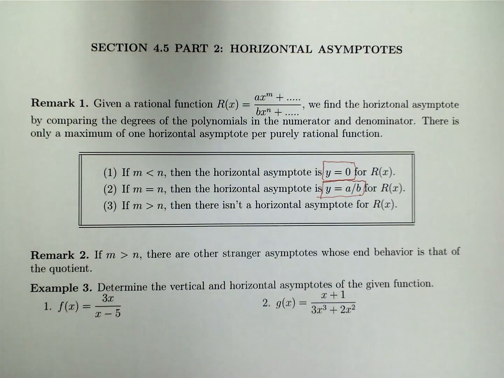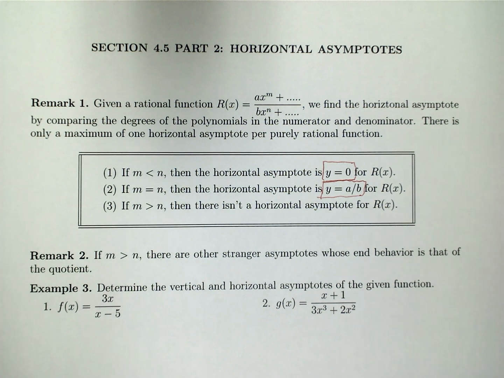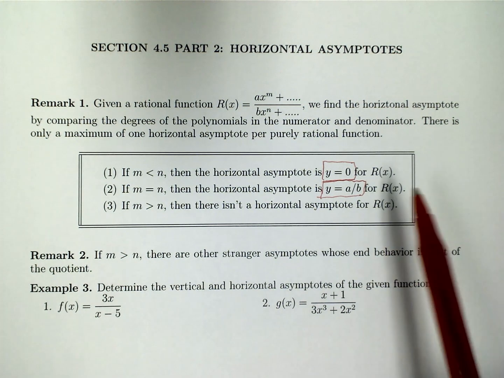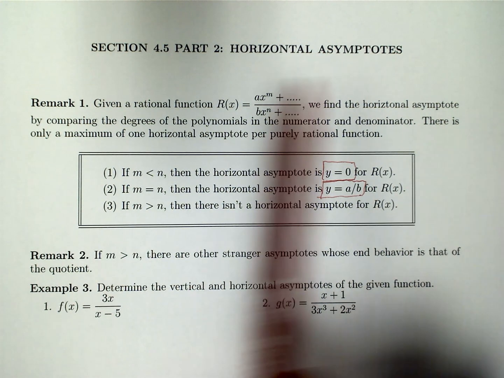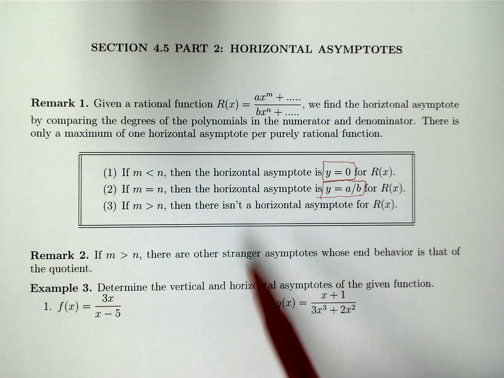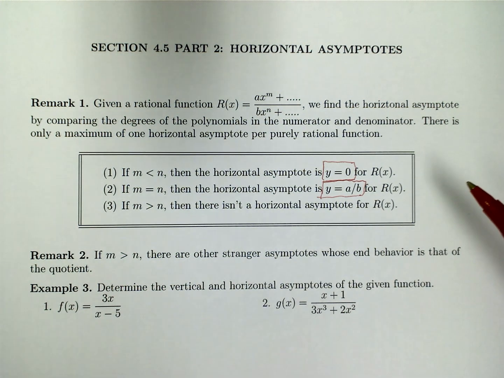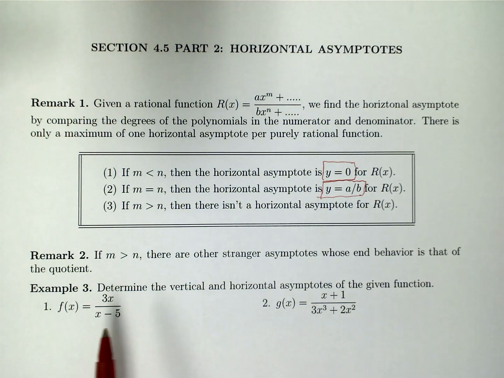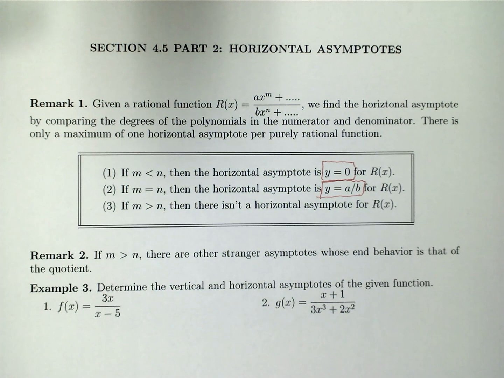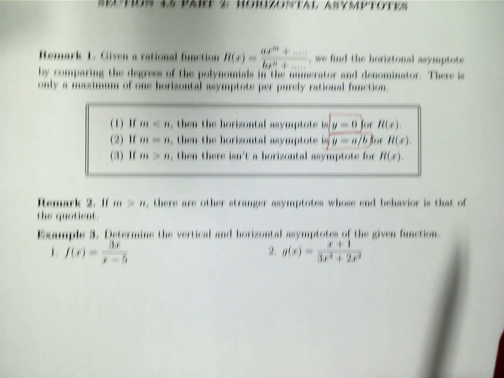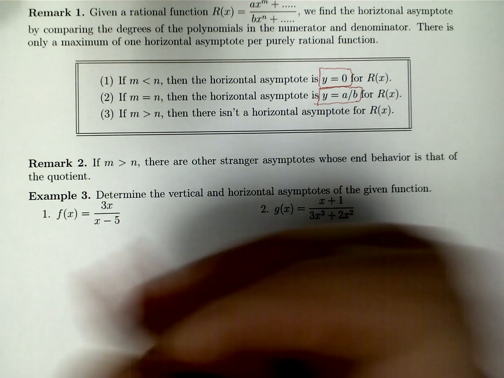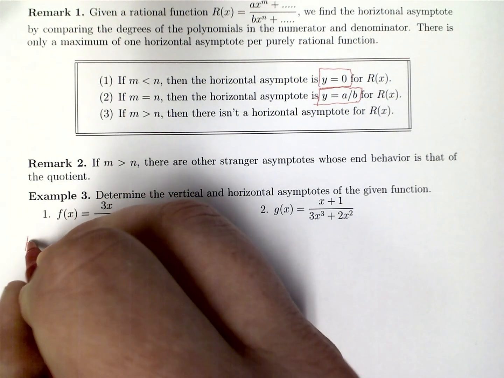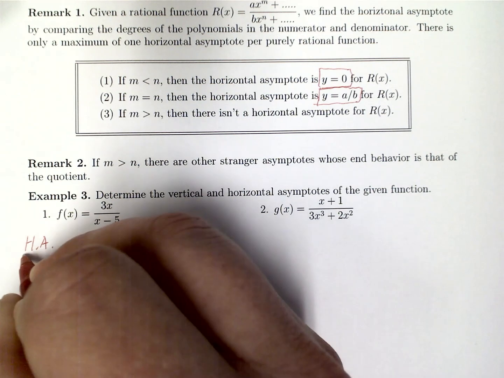All right. So let's now look at some examples. We're going to be comparing, and again, the horizontal asymptotes are pretty nice. The vertical asymptotes, as we talked about in the last lecture, we have to look at the denominator. So let's check this out. If we're going to determine the vertical and horizontal asymptotes of the given function, let's start with number 1. Let's indicate each time which asymptotes we're finding.